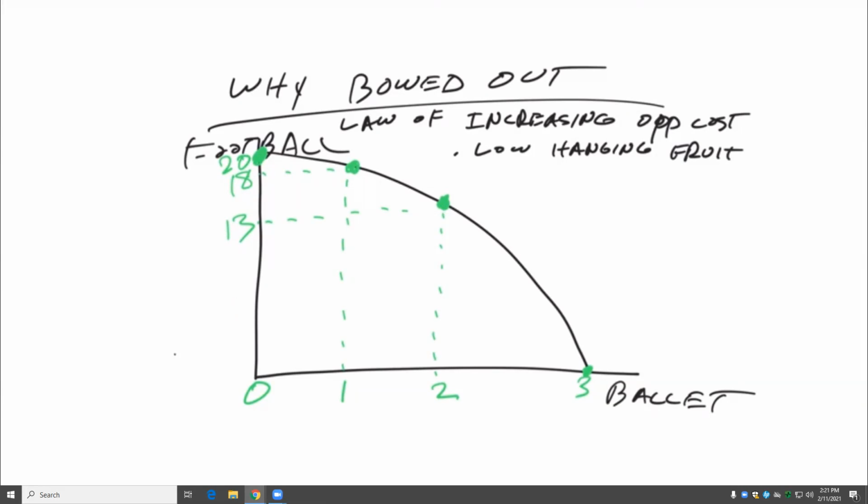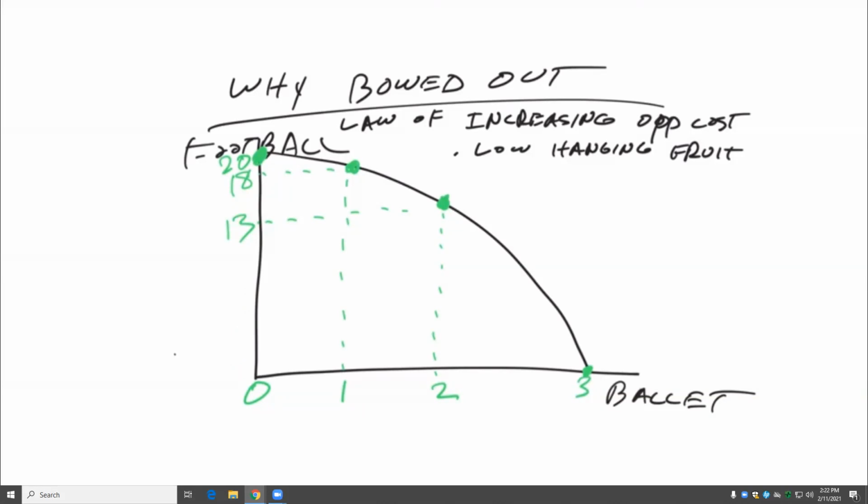How come? Because the people now being transferred out of football into ballet are bad at ballet. These are great at football. These are resources that are very narrowly suited for football. We're talking offensive linemen. These guys can't do ballet worth a darn. They can only do one little move or something. So they aren't very good at ballet. It just takes all of them to crank out that third ballet.